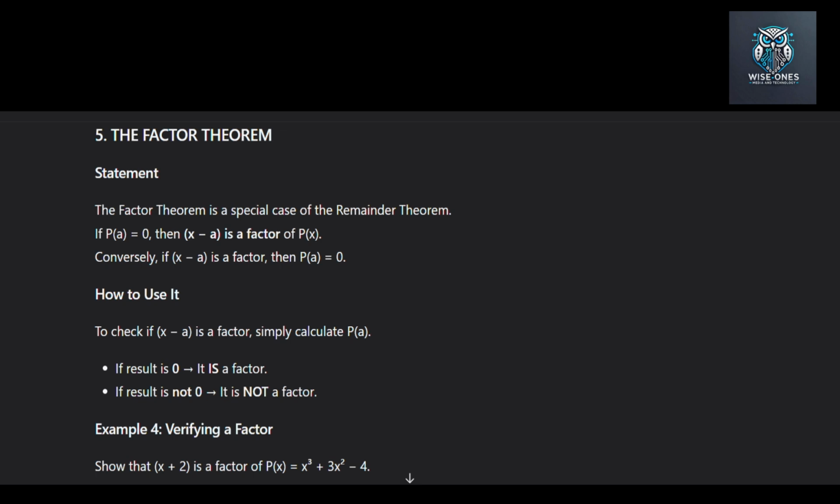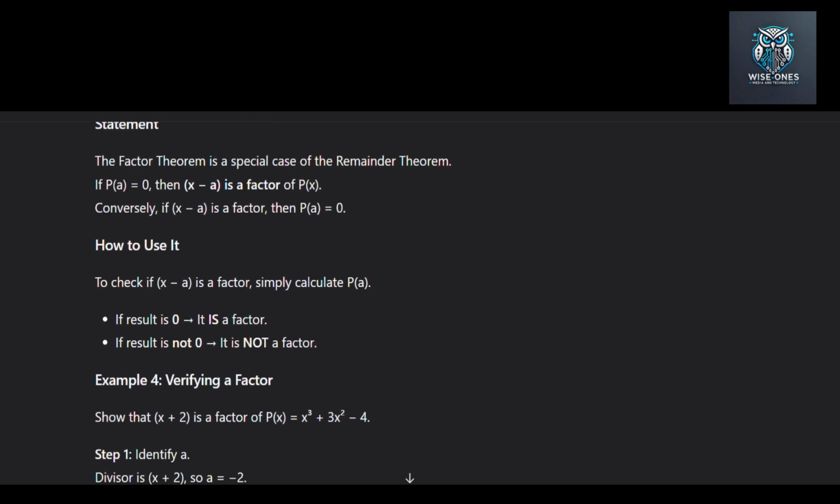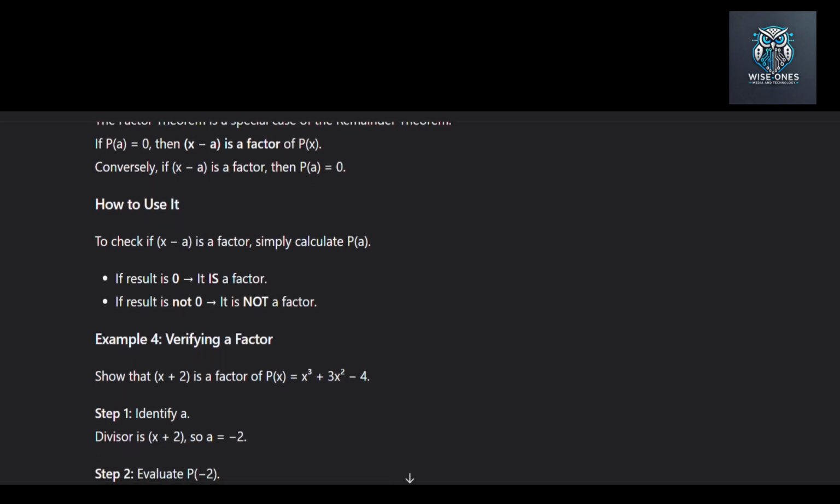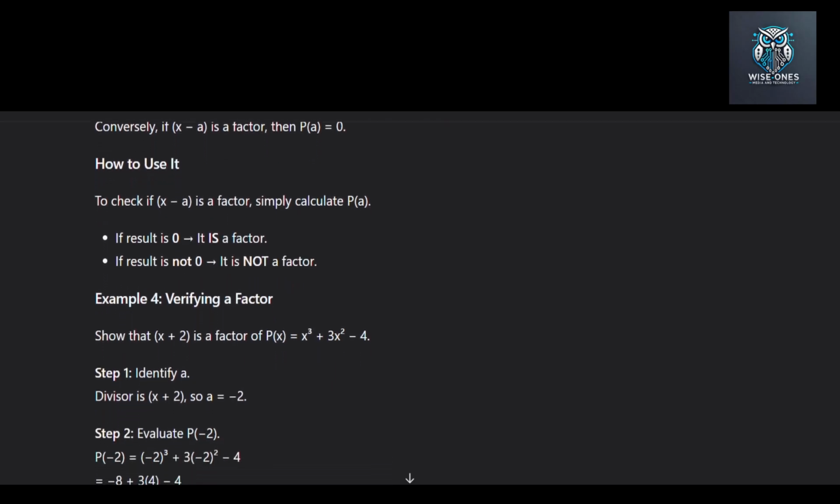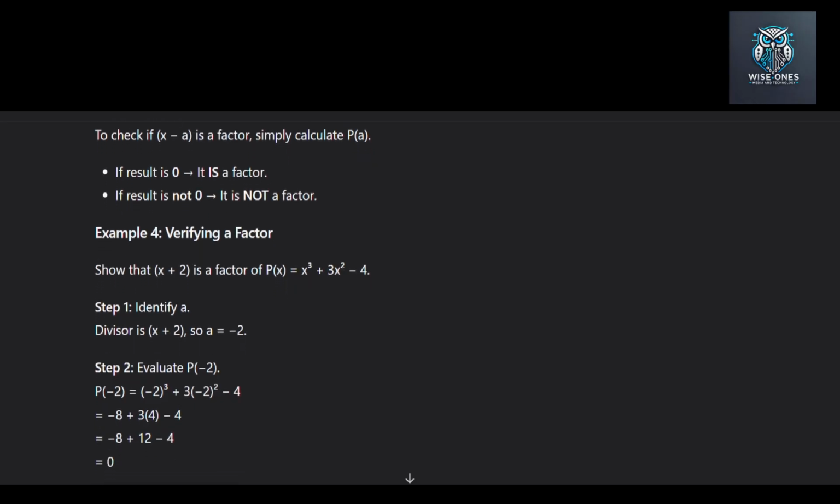How to use it? To check if (x minus a) is a factor, simply calculate P of a. If the result is 0, then it is a factor. If the result is not 0, then it is not a factor. Remember, for something to be a factor, the remainder must be 0. Let us look at example 4.